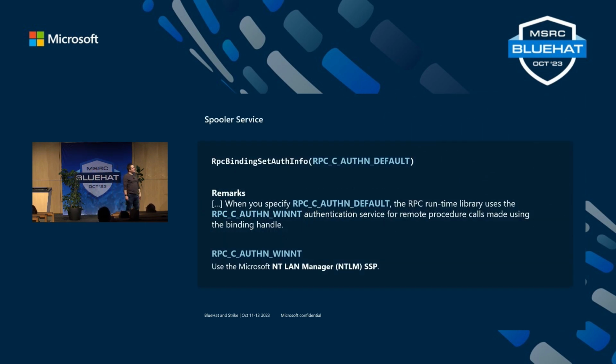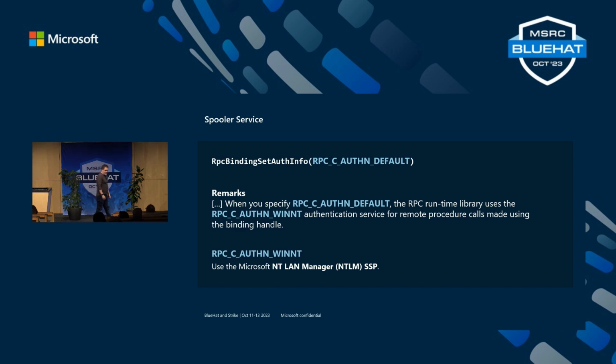What happened? Well, spooler service uses RPC. RPC has this thing called the RPC binding set auth info function, whatever. It takes a parameter, and it says that parameter is the thing that you want to authenticate with. And they say, oh, just use the default. Actually, that's quite reasonable in my mind. Well, the default in Windows is NTLM.